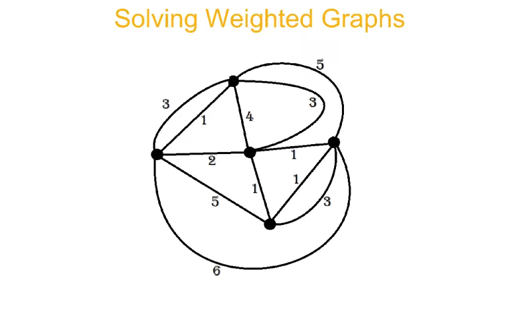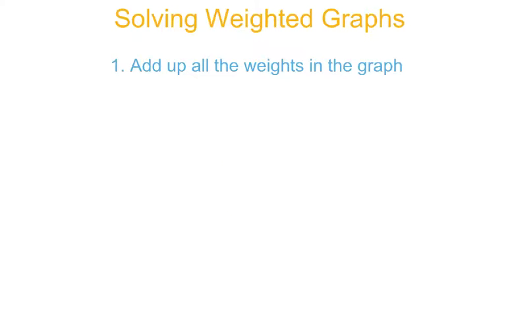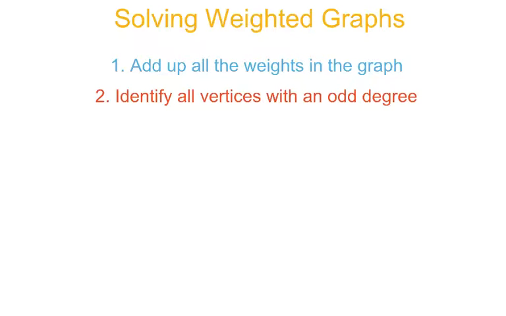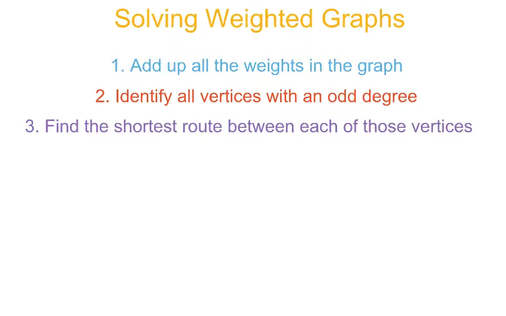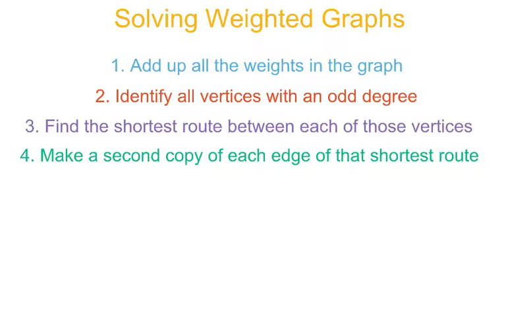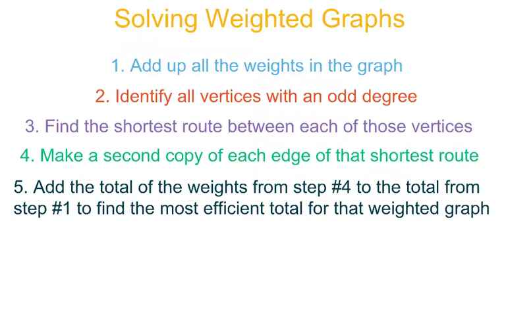And then lastly, we're going to be solving weighted graphs. The steps to solving weighted graphs are: Number 1, add up all the weights in the graph. Number 2, identify all the vertices with an odd degree. Number 3, find the shortest route between each of these vertices. Number 4, make a second copy of each edge of that shortest route. Number 5, add the total of the weights from step number 4 to the total from step number 1 to find the most efficient total for that weighted graph.